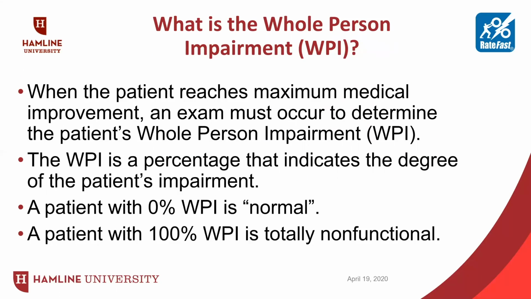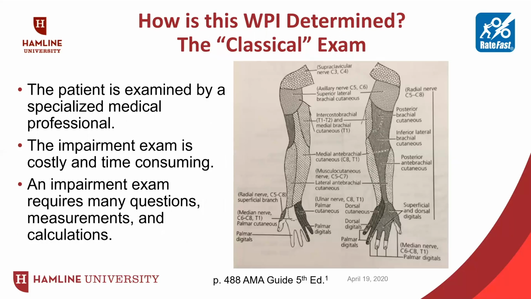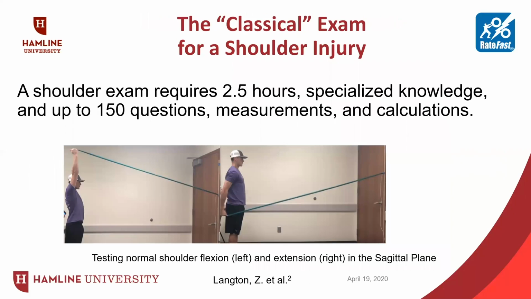This is an exam that will determine a whole person impairment. 0% whole person impairment is normal. On the other hand, 100% whole person impairment, the person is totally non-functional, and a maximum settlement would then be awarded. The exam must be done by a specialized medical professional. It's very costly, it's very time-consuming. There are many questions, measurements, and calculations that need to be done.